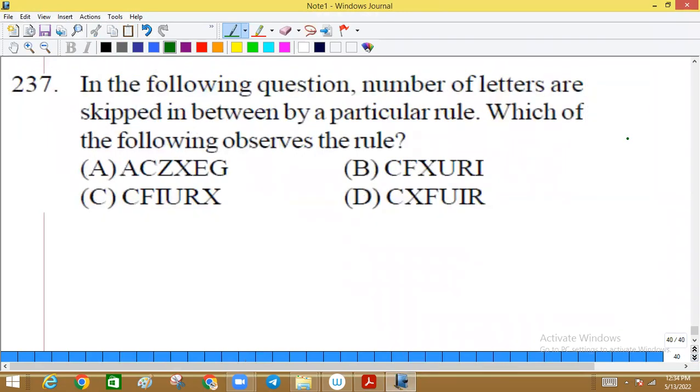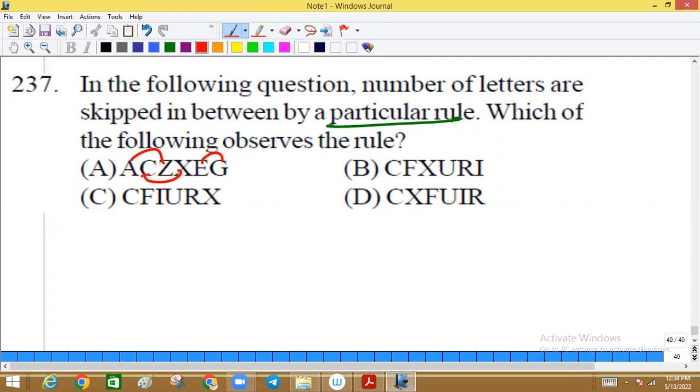Yes, try to see here: in the following question, number of letters are skipped in between by a particular rule. In this case it is not saying increasing number of letters are skipped; he is skipping according to some rule. Which of the following observes this rule? What is the answer? First of all, the moment you see A, C, Z, X, E, G, what type of letters are they in coding and decoding? Opposite, right? A opposite Z, C opposite X, E opposite V.